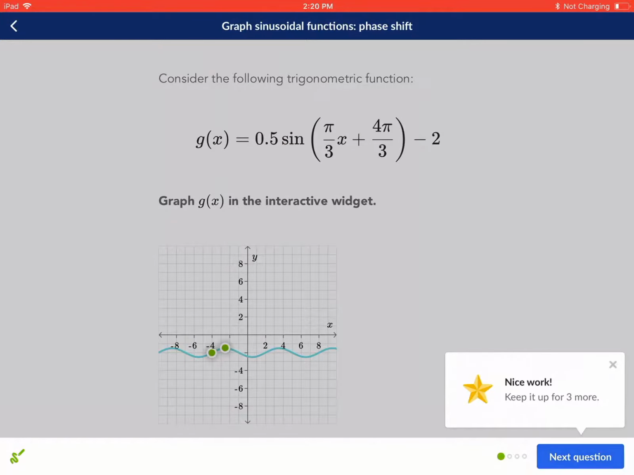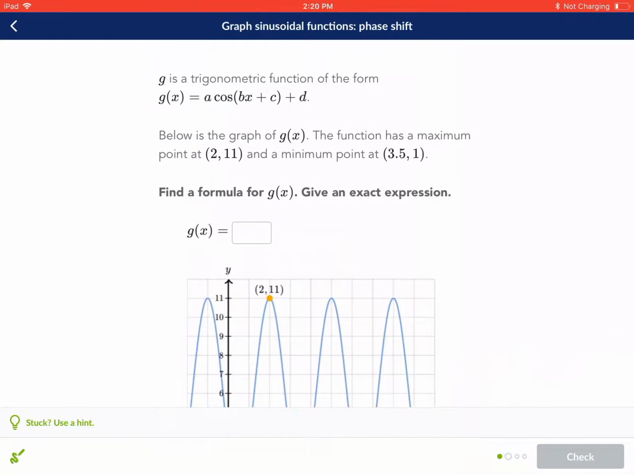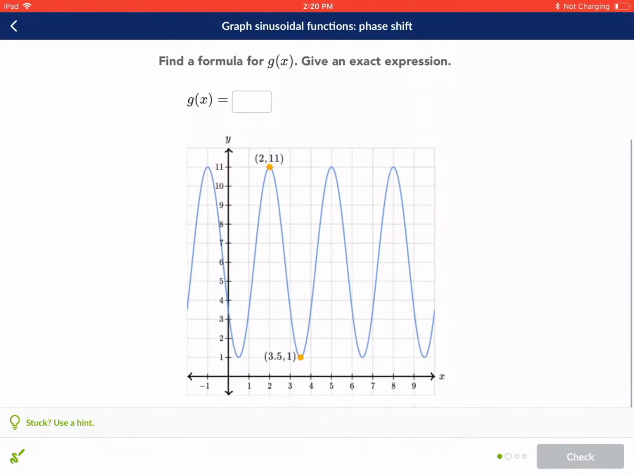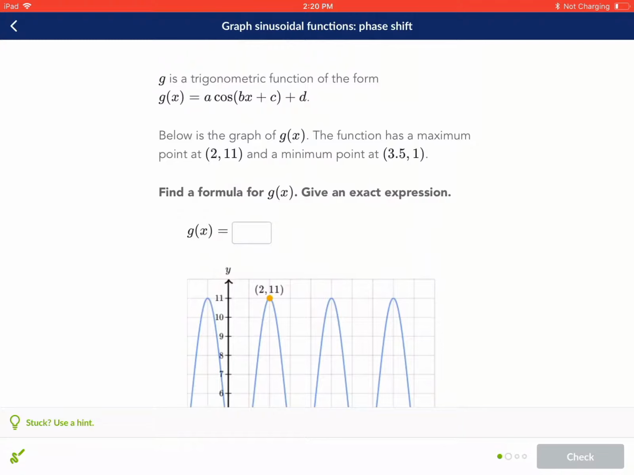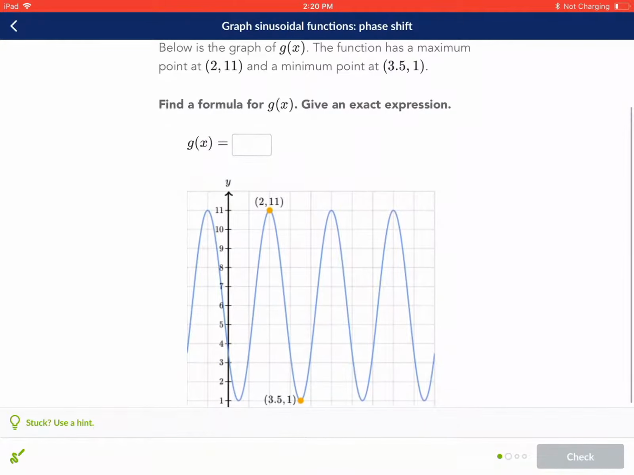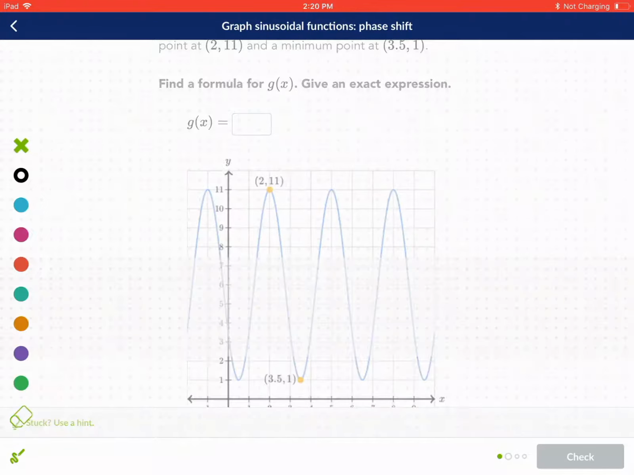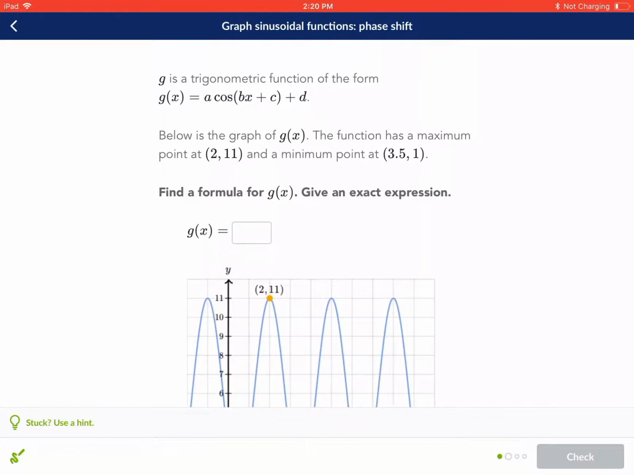Great. I think this is where a lot of you are having the most difficult time, when you're having to write the formula or write the equation, okay? So one thing, figure out where is that midline. Where is that midline? So I know the top is at 11, the bottom is at 1. They tell you here, your max is at 211, your min is at 3.51, okay? And we're using cosine, so that's great. They tell us cosine.